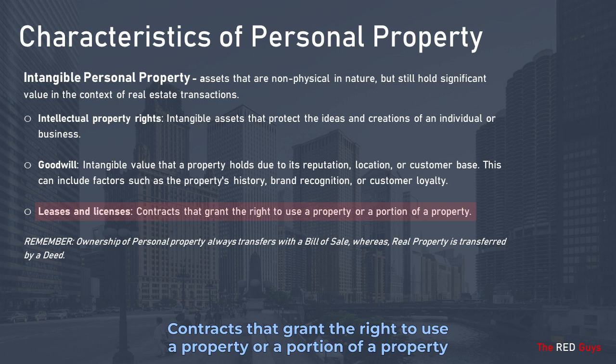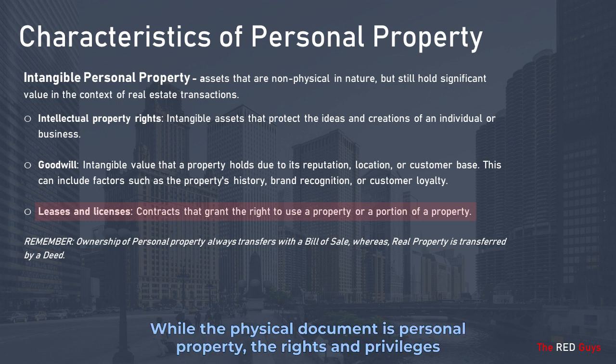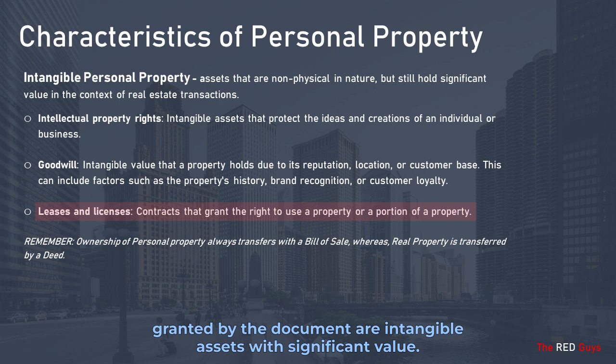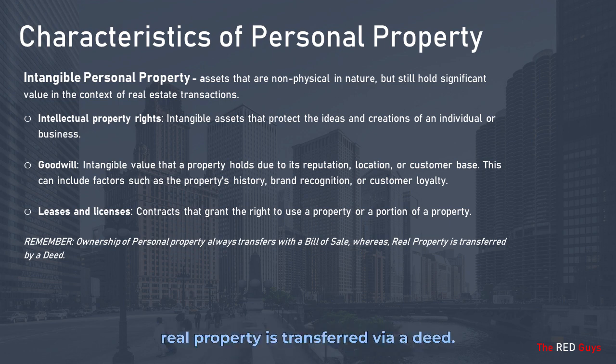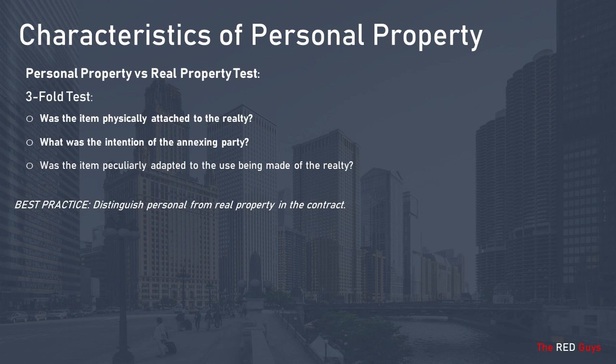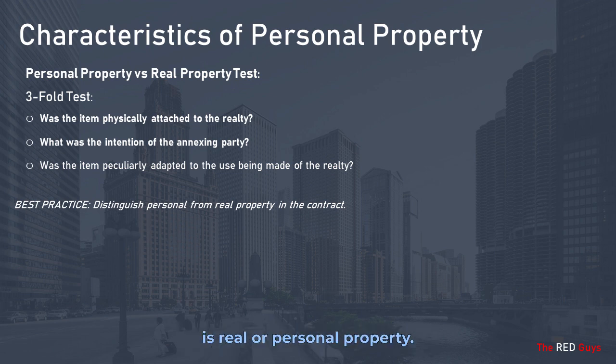Contracts that grant the right to use a property or a portion of a property are known as licenses and leases. While the physical document is personal property, the rights and privileges granted by the document are intangible assets with significant value. Remember, personal property is always transferred via a bill of sale, whereas real property is transferred via a deed. In general, there are rules and tests to determine whether something is real or personal property.